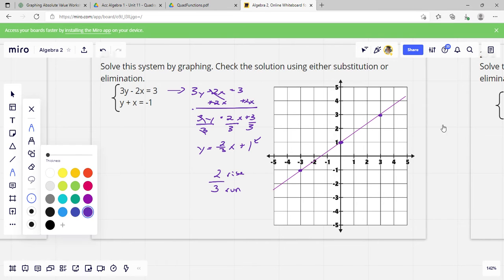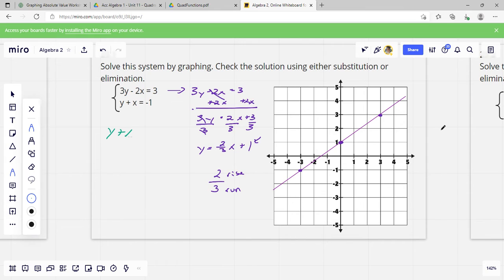Alright. Now we're going to rearrange this other one. Y plus x equals negative 1 minus x. That would be y equals negative x minus 1. Negative x is going to be our slope. Okay, so our y-intercept is a negative 1 right there. So I'll go down 1 on my y line and make a mark.